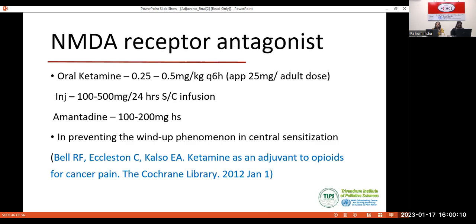Another drug is, you don't need to know the dose because it is very rarely used. In our setting, we use that a lot, but it is not commonly used in any of the palliative care setting. That is, one is oral ketamine. It is generally used to treat the central sensitization.